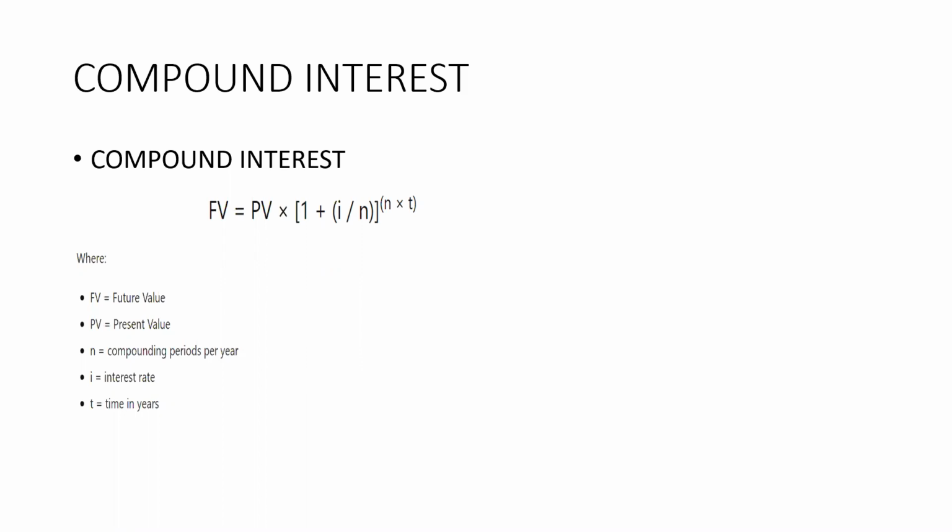Now let me explain gradually. The FV here is called the future value, which is the future compounding amount, while the PV is the present value, which is the initial amount you're investing or putting into the business, which is also regarded as your principal. And n is the compounding periods per year. You also have the interest rate, which is normally expressed in percentage. Then you have your time in terms of years, so you understand it better.